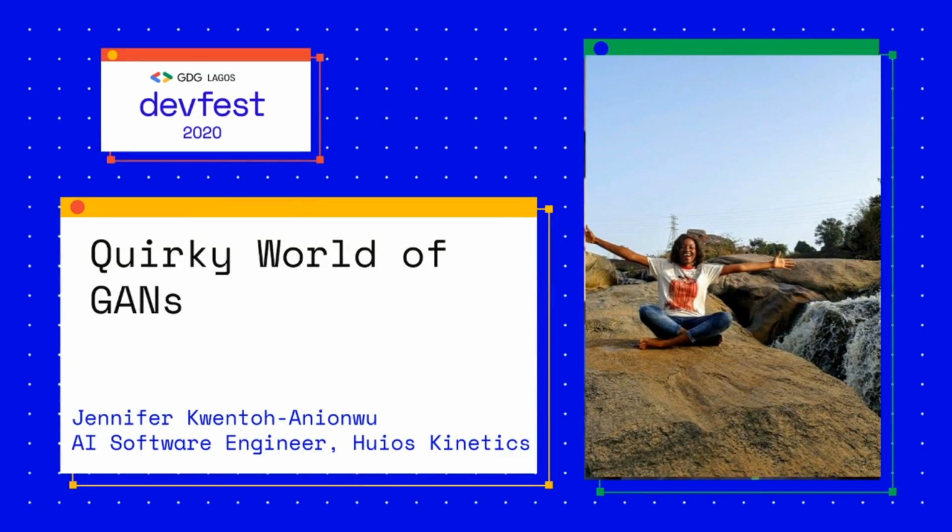My name is Jennifer. I'm currently pursuing a master's degree in computer science at ASU. I also partner with Hughes Kinetics, and my team and I at the Human Machine Research Lab focus on AI driven solutions that target social issues. So, for today, I'll be talking about the quirky world of generative adversarial networks.